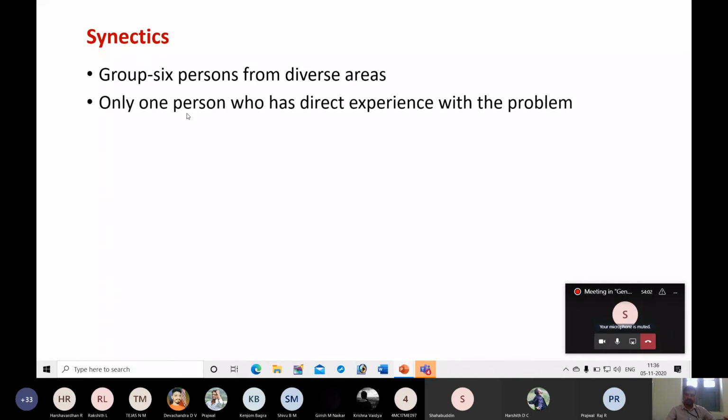Next, only one person who has direct experience with the problem. So out of these 6, only one person has direct experience with the problem. If it is a technical problem, then only one person has knowledge of technology. At least one person has expertise in biology. That means most engineering products or engineering design problems, in one way or another, have an impact on our ecosystem, on plants or the life of animals.